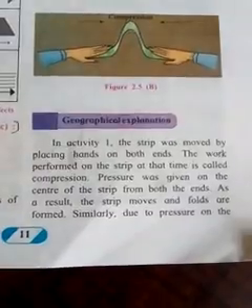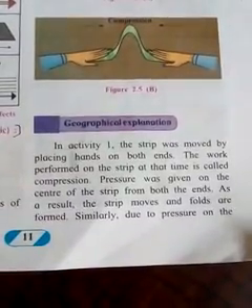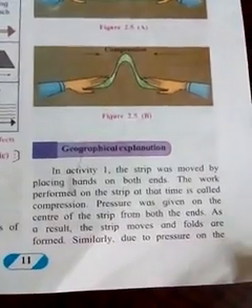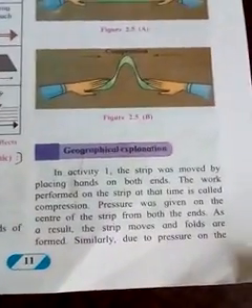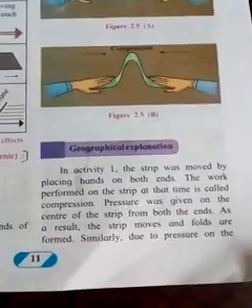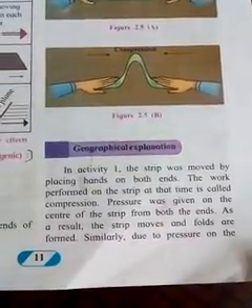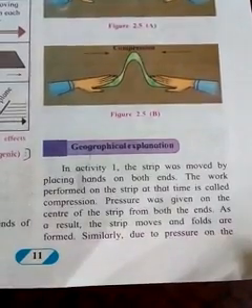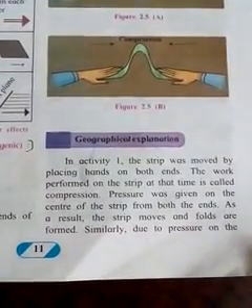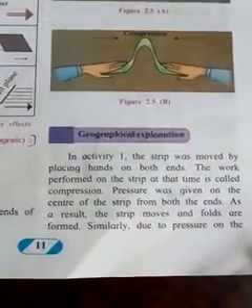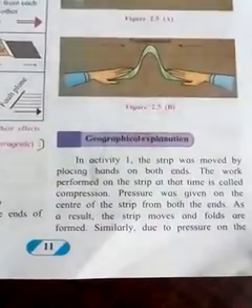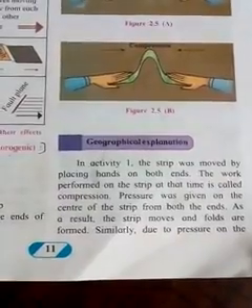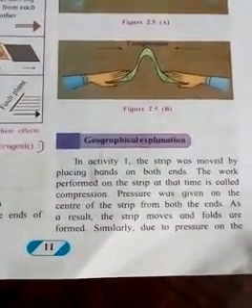That means in the first activity the strip was moved by placing hands on both ends. We place our hands on both ends of the strip. At that time the work performed on the strip is called compression. Pressure was given on the center of the strip from both ends. As a result the strip moved and folds are formed.